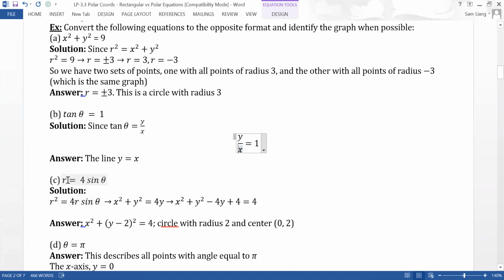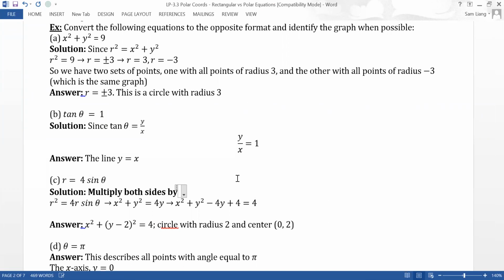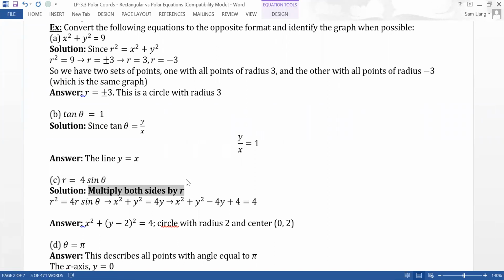So at this point, you might be tempted to divide by sine theta, to get r over sine theta. But we end up getting r cosecant theta, which is not something that we know as of yet, right? So what I'm going to do here is multiply both sides by r. Multiply both sides by r, you get r squared equals 4r sine theta.